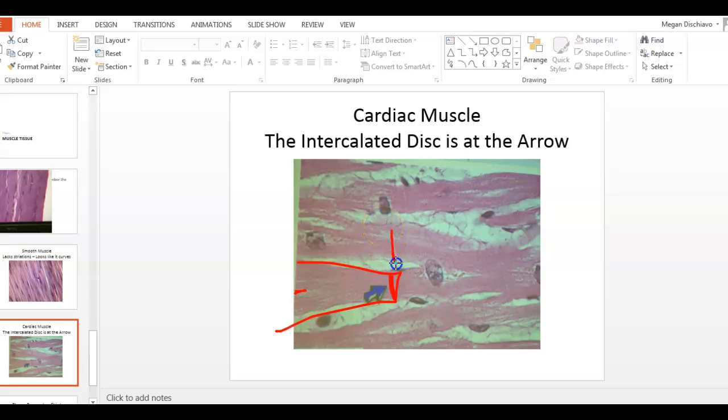Intercalated discs are the connection between one cell and the next, and they allow the signal to flow from one to the next. Now, we don't have a great slide for intercalated discs, so most likely I would show you a picture like this one.